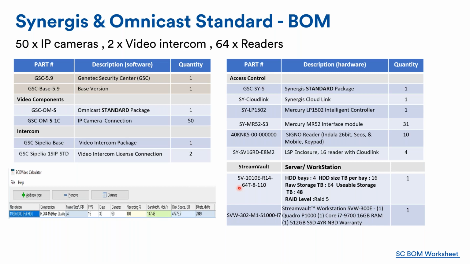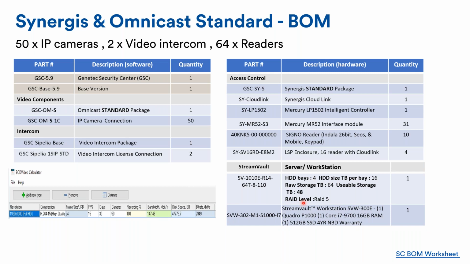Along with this, we can see what kind of StreamVault server we would need. I'm using the BCD video calculator over here to determine what my throughput would be, and what my bandwidth consumption would be, to determine what kind of server I would need. So for example, over here, I'm utilizing 50 IP cameras at 15 frames per second, and I want 30 days of retention. For that kind of environment, using the BCD video calculator, I can get my total bit rate. Now, using that information, I can then determine what kind of StreamVault server I would need.